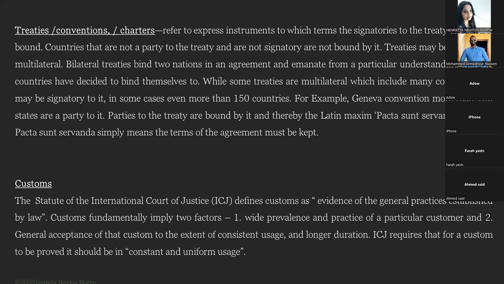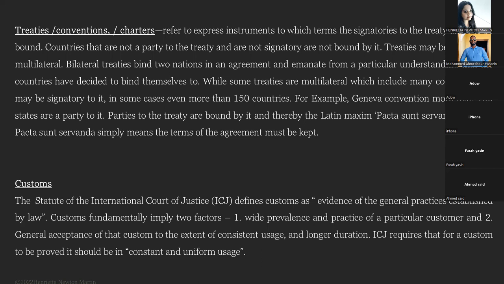It's pacta sunt servanda, which means the terms of the agreement must be kept. It's right there in the slide, in the paragraph which talks about treaties, the last sentence: pacta sunt servanda, which means terms of the agreement must be kept. Then the next source of international law is customs.